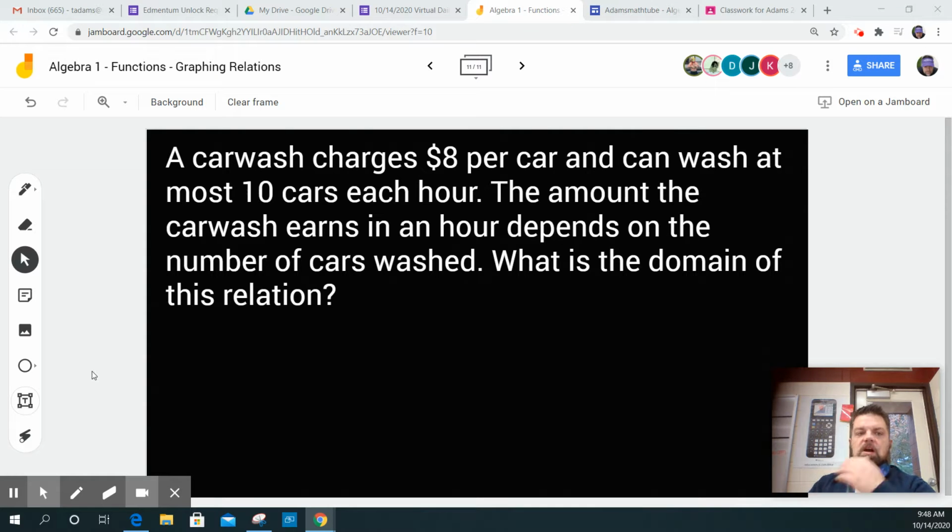All right, so it says a car wash charges $8 per car and can wash at most 10 cars in each hour. The amount the car wash earns in an hour depends on the number of cars washed. What is the domain?